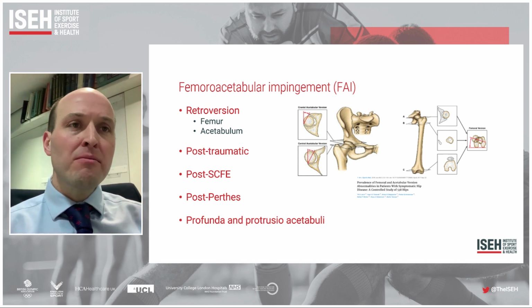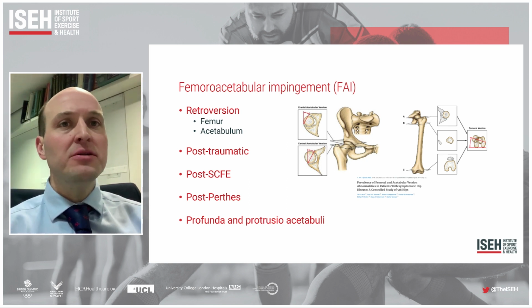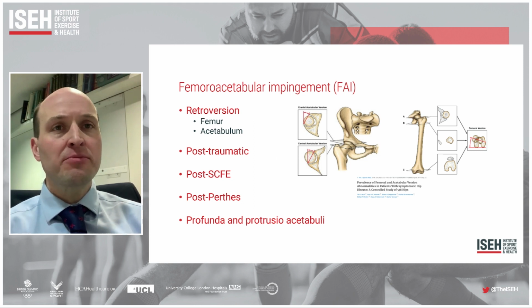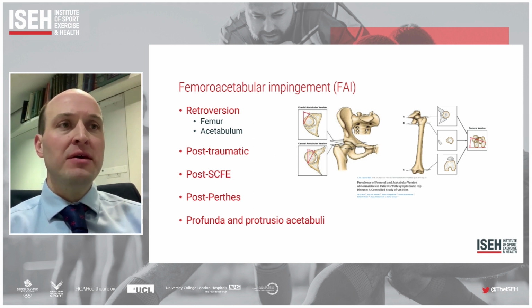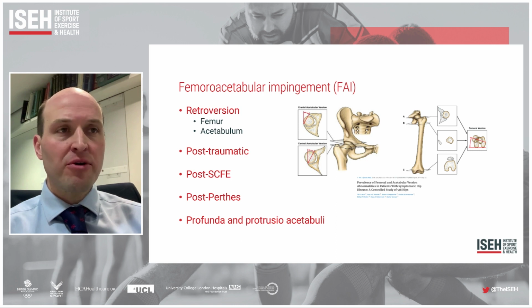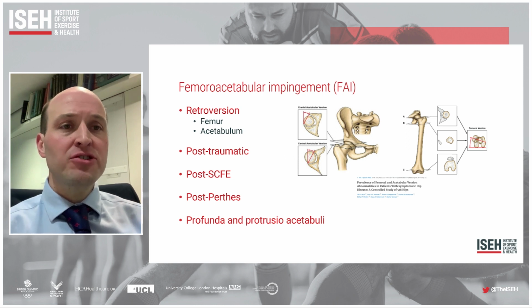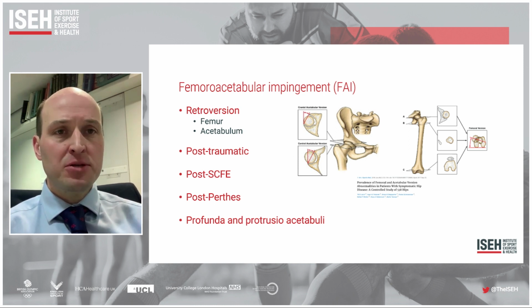We are understanding that there are more than just these causes of impingement, most importantly perhaps version both of the acetabulum and of the femur. And we'll talk later about the importance of clinically assessing these, radiologically assessing these, and considering addressing them if appropriate with the management of this condition. Though impingement can also arise post-traumatically, post-childhood hip pathologies such as a slipped capital femoral epiphysis or Perthes disease, and also profunda and protrusio acetabulae with very deep hip sockets are a form of global overcoverage which can cause an impingement type phenomenon.